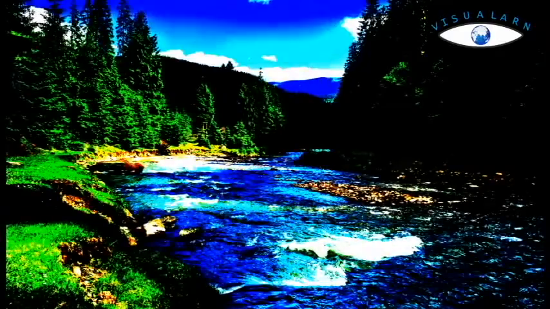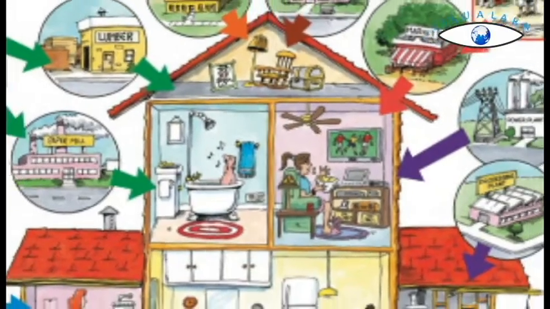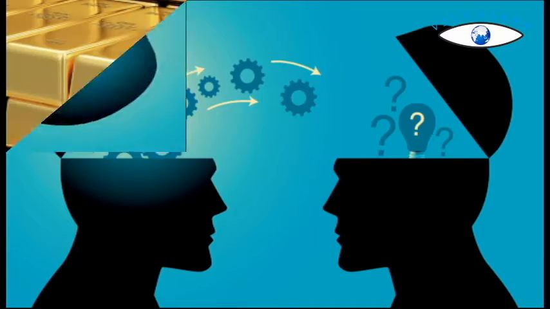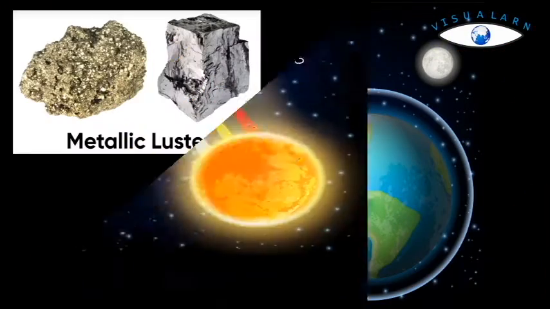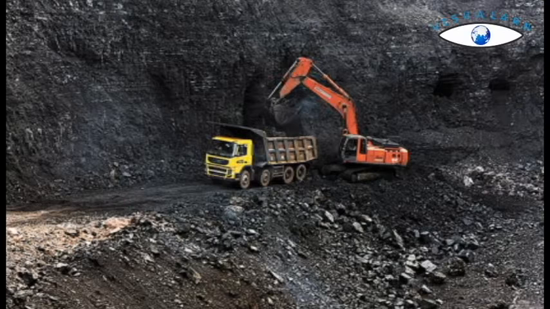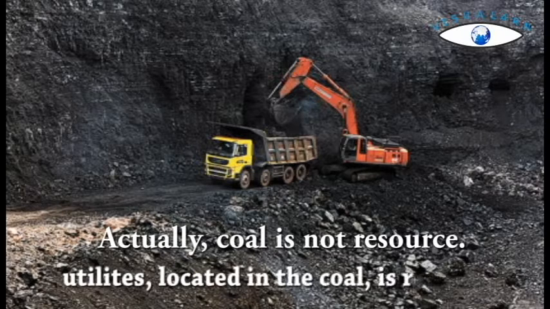Look around yourself. Every day we use various objects to fulfill our basic requirements or make our life easier. Those objects may be tangible or non-tangible, visible or non-visible. All those are called resources as they have utilities. Actually, resource means not any object or any material, but it means utility or usefulness of any material.